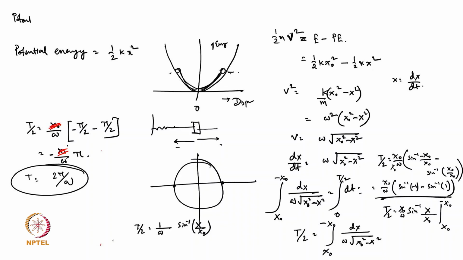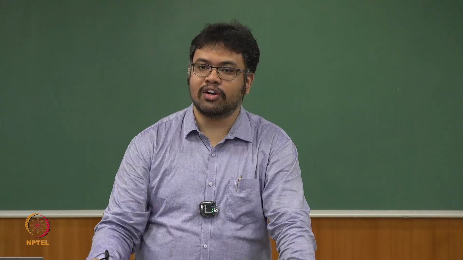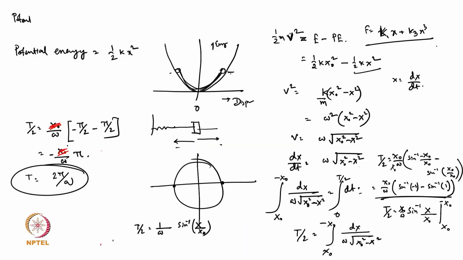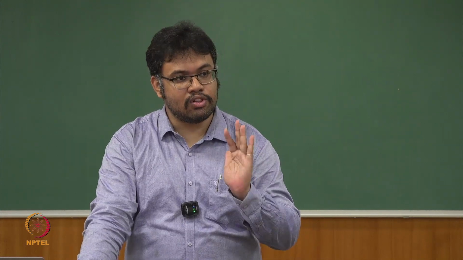For example, if instead of kx square, you have a spring force, an elastic force function, of k1 into x plus k3 into x cube, which is nothing but a Duffing oscillator, then calculating the time period will not be that easy directly. This is one of the methods by which we can calculate the time period. Because this is a nonlinear case, not a linear case, once we solve this Duffing oscillator, a nonlinear oscillator, your solution will start becoming amplitude dependent. So your natural frequency will no longer be a constant value.